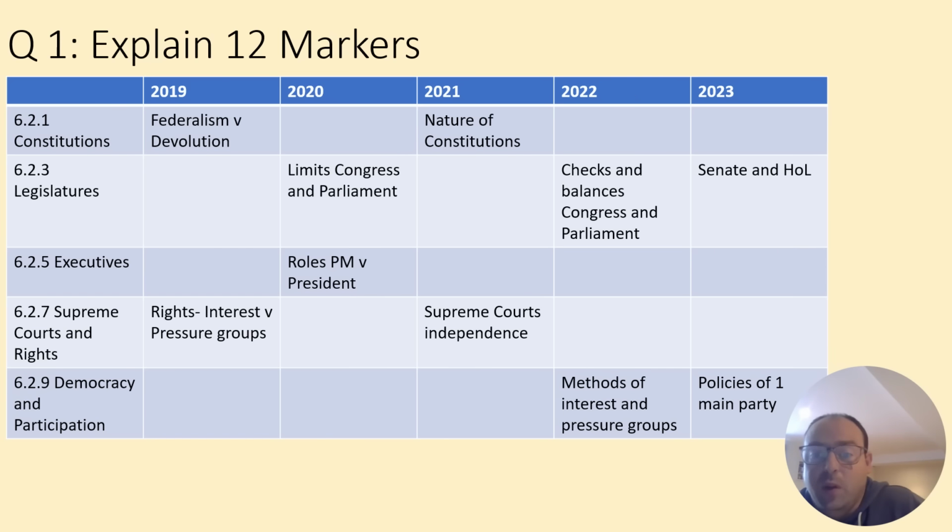Constitutions, executive, and Supreme Court and rights seem more likely, I would guess, from the pattern. Something to do with the roles of the executive is quite possible, as it's not been on since 2020, and it's the only one that's only been on once. Everything else has been on 2 or 3 times, but who knows? So I would pay close attention to this. There should be loads of stuff that you have come across in all your study of components 1 and 2, just married with your revision for component 3. So hopefully nice and straightforward.